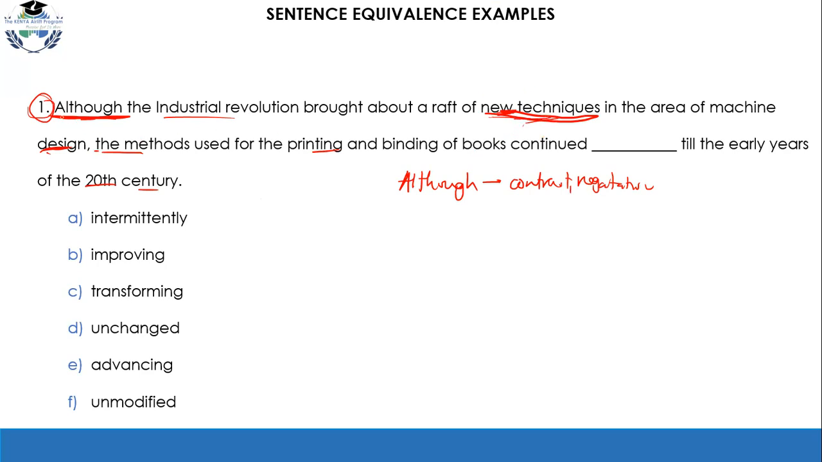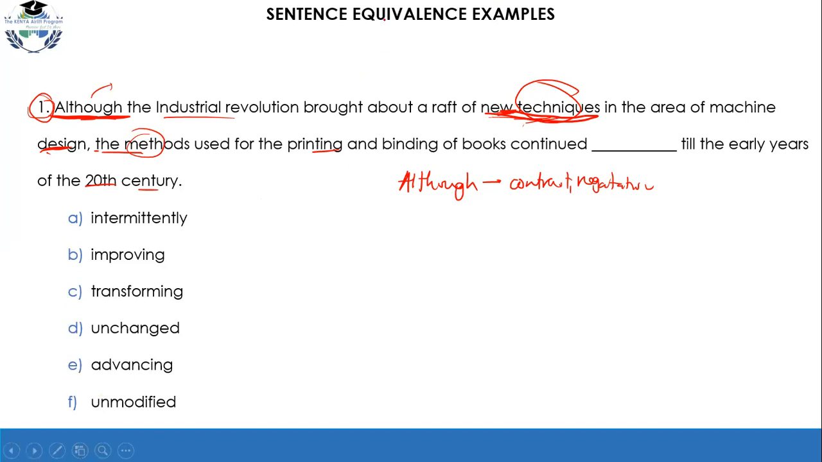So although here, as Ian has pointed out, stands for contrast, meaning even though we are talking about new techniques here, these methods have remained the same. So we are thinking about words that will mean the same thing as they have not changed. So unchanged, maybe having things that remain the same. So let's go through the answers. A is intermittently, B is improving, C is transforming, D is unchanged, all right? I just mentioned that, unchanged. E is advancing, F is unmodified.